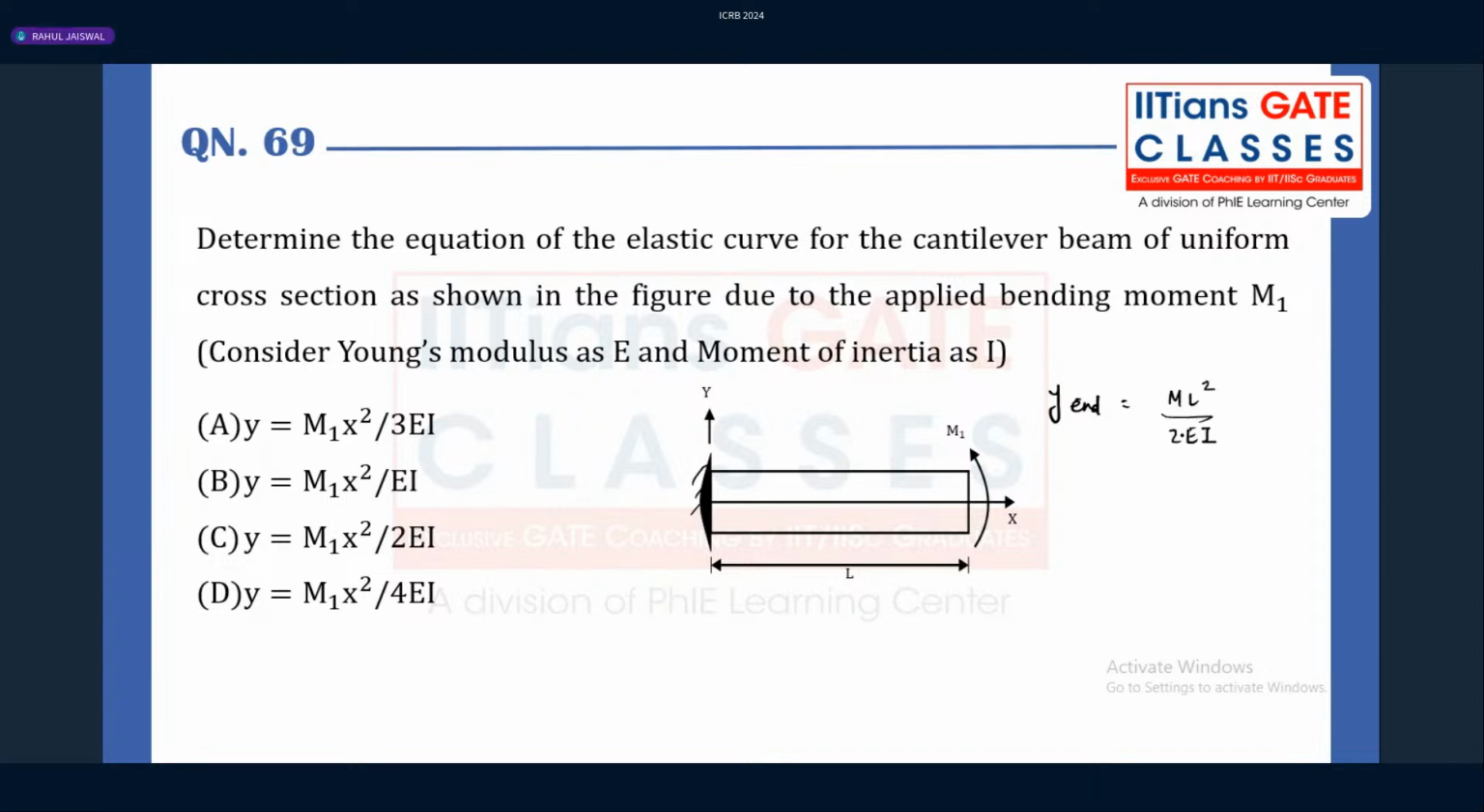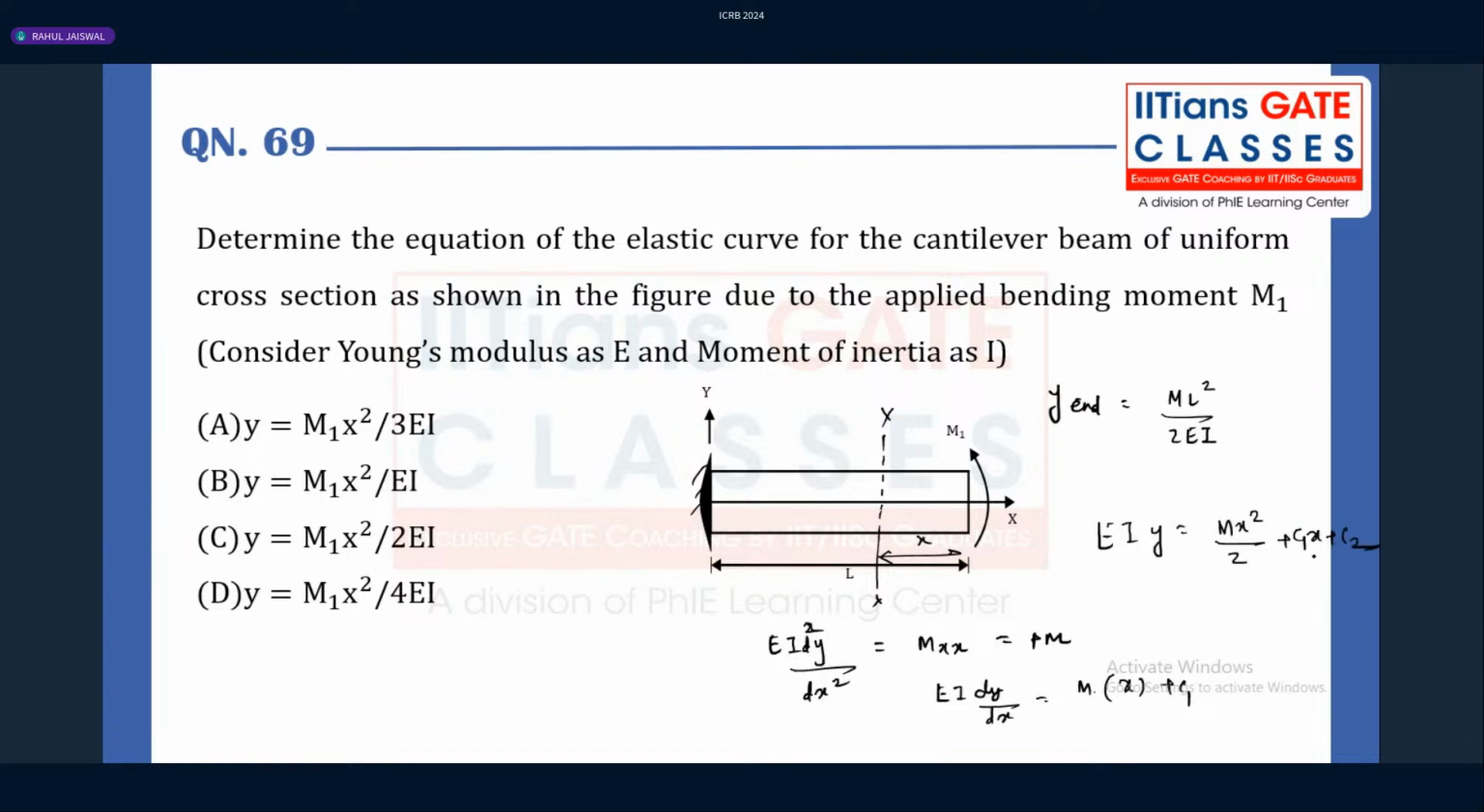If you follow the double integration method, you can get this answer very easily. If you take a section XX here, and write EI d square y by dx square equals Mxx, which is nothing but plus M. If you integrate two times, what you are going to get, guys? EI dy by dx is equal to M into x plus C1, and EI into y is equal to Mx square divided by 2 plus C1 into x plus C2.